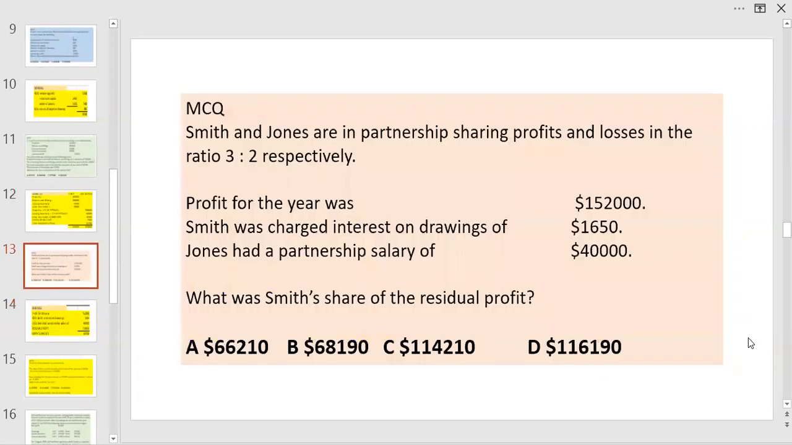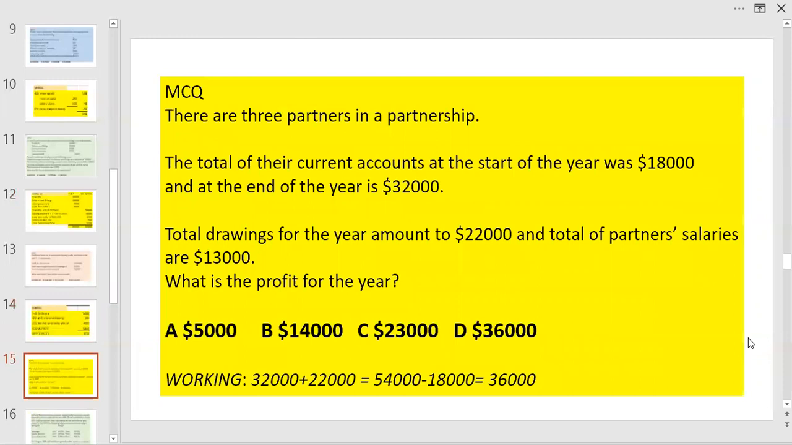The next question: closing and opening working capital of a partnership is given. The difference can be profit. The closing working capital of 34,000, after a drawing of 22,000, will have to be added. Therefore, it should have been 54,000 minus the opening working capital. The balance is 36,000, presumably the profit. The answer is D.